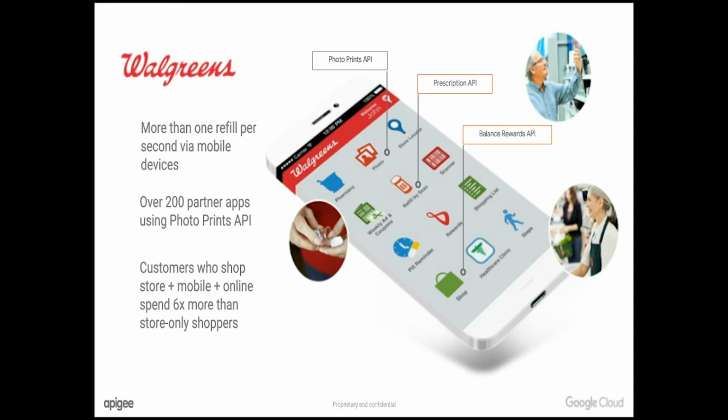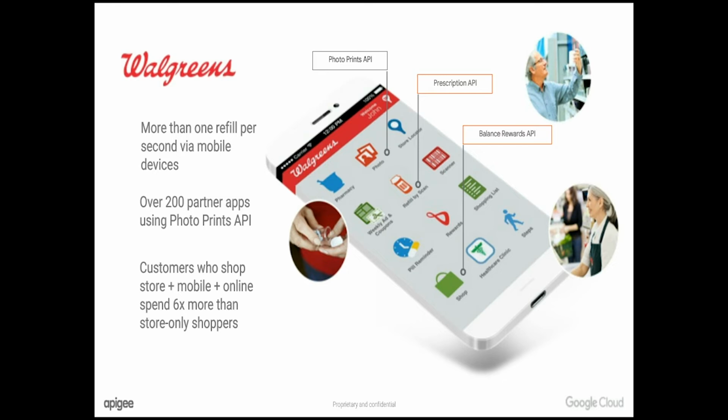Walgreens, a customer of Apigee's, is just phenomenal with respect to understanding that it has a core strength, which is its retail presence. And the question is, can it bring consumers, who are either Walgreens customers or not, to visit Walgreens? What they did was decide to build out an API for the entire storefront, photo printing and prescriptions and many other things that you can think of.